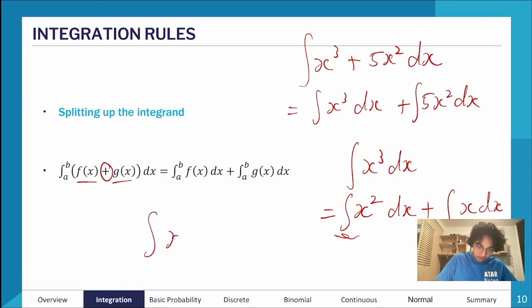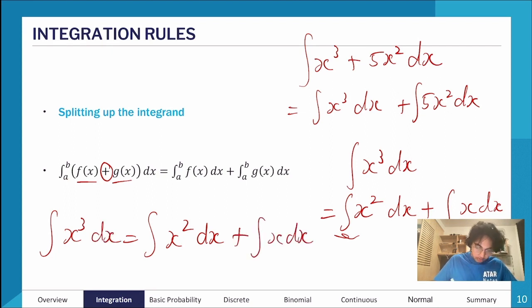I'll rewrite it again. So what you can't do is this. If you have the integral of x cubed dx, you can't split that up into this. Just keep that in mind when you're doing this rule. I see a lot of students get confused with this.